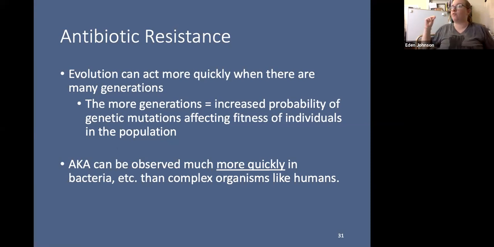All of a sudden you have a random mutation. Most of them will not do anything. Most of them will not be beneficial or affect them negatively, but sometimes they do. Sometimes you get a random mutation and it's antibiotic resistance. Well, that's great because it's going to live a long, lush life. So antibiotic resistance or evolution can be observed much more quickly in something like bacteria than it can in complex organisms like humans, which we can observe only over thousands and millions of years.